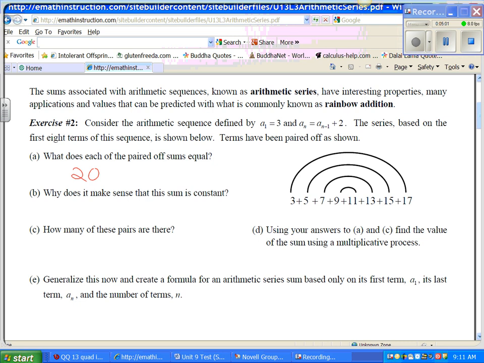Why does it make sense that this sum is constant? Why does it make sense that every single sum is 20? What do we call that 2? We have a common difference. So if it's going up by 2 going to the right, it's going to be going down by 2 going to the left, right? So it makes sense because we have a common difference.